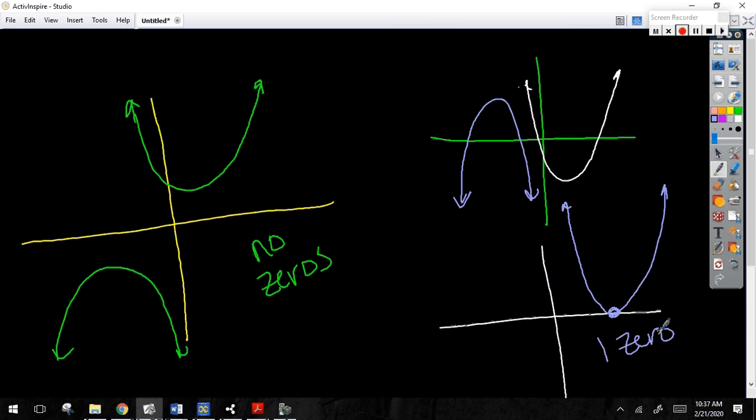So I've got 3 scenarios, okay? I might get 2 answers, I might get 1 answer, and I might get no answers. Okay, do you see why graphically that is? Okay, then let's get into solving some. Zeros are also sometimes called roots. Some of your calculators might say roots.